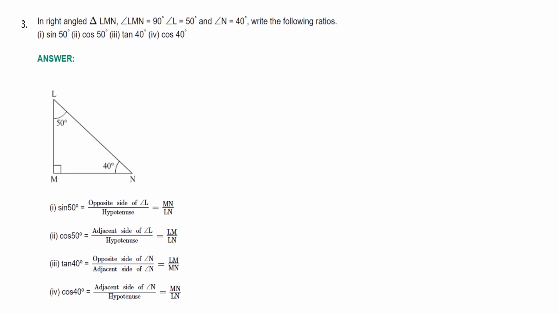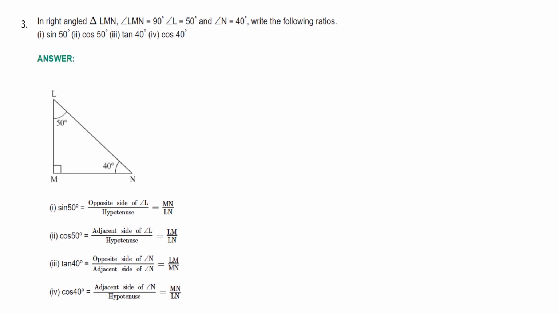Now coming to the third one, tan 40 degrees. Now your given angle is angle N. Opposite side of angle N is LM. Adjacent side of angle N is MN. So tan 40 degrees is equal to LM upon MN.